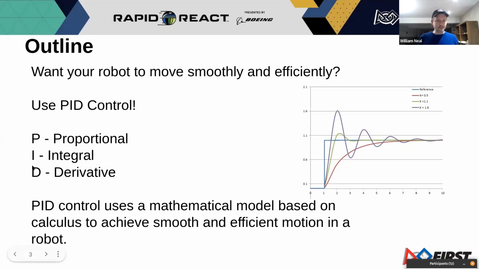So we also have these other two parts that are used in PID control. Integral, a simple way of saying this is a sum of previous errors, and it involves integral calculus, adding the area under the curve.